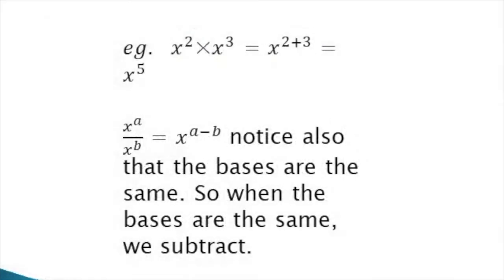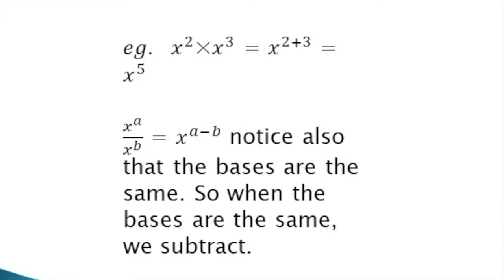For example, if we have x to the power 2 multiplying x to the power 3, since the bases are the same, we select one base. Then we add the exponents. So we are going to have x to the power 2 plus 3, which equals x to the power 5.